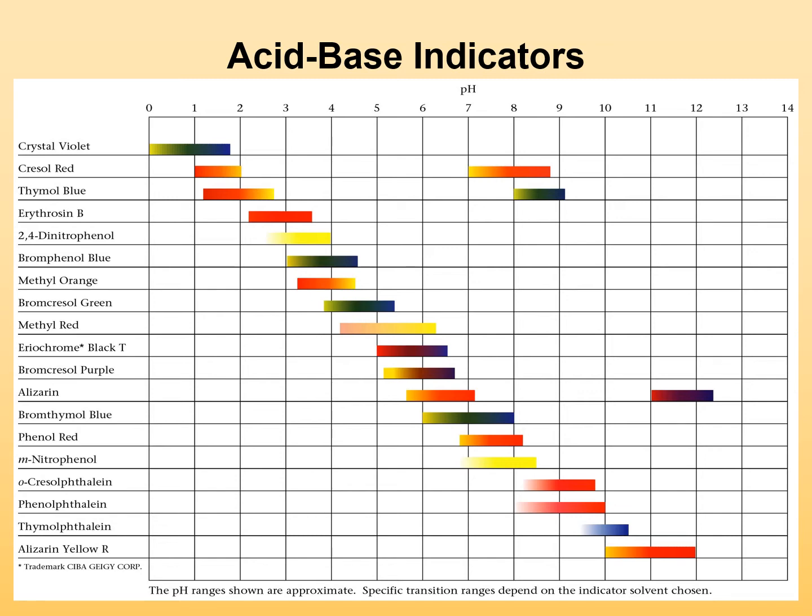If our change is more basic, so say phenolphthalein gets used a lot, that would be an endpoint of a higher pH. So we would pick that indicator based off of where it's going to change color.